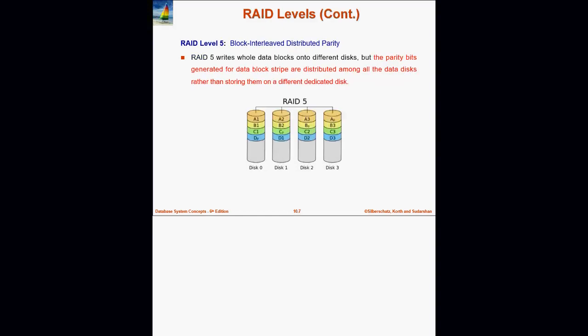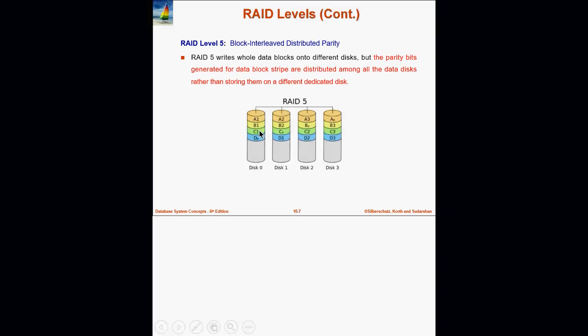And the fifth level is block interleaved distributed parity. By the name you can understand that unlike the previous level where all the parity bits are put together in the same disk, here you could see that the parity bits are distributed in different disks along with the original information.